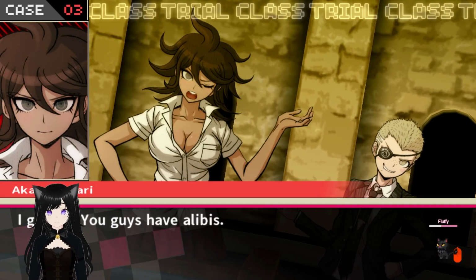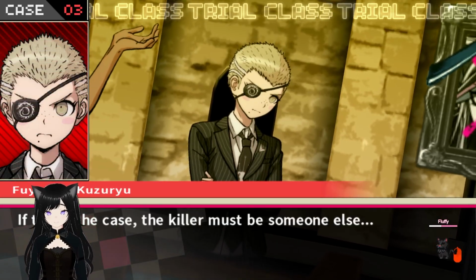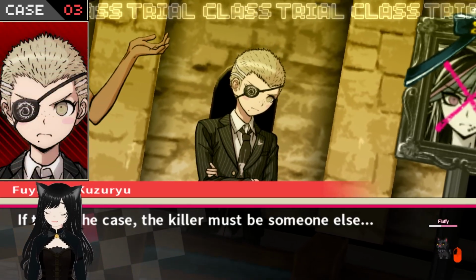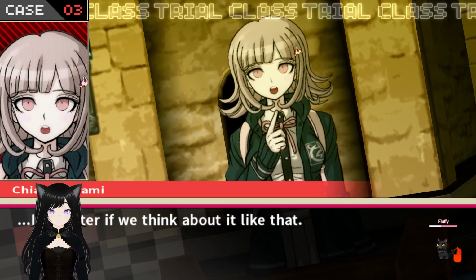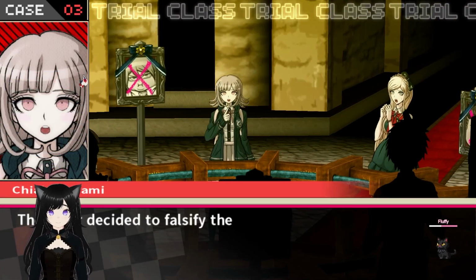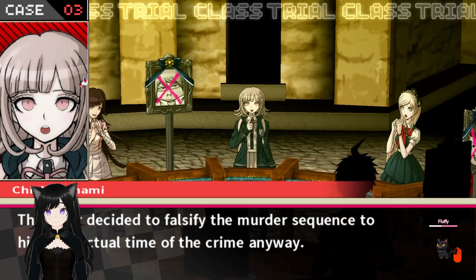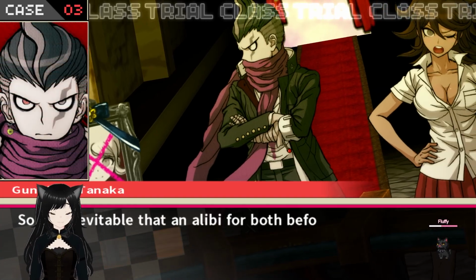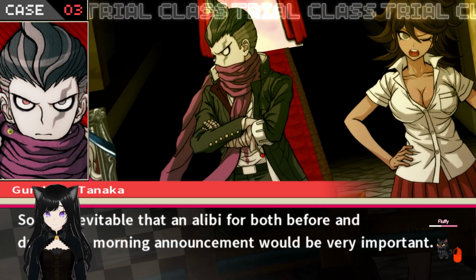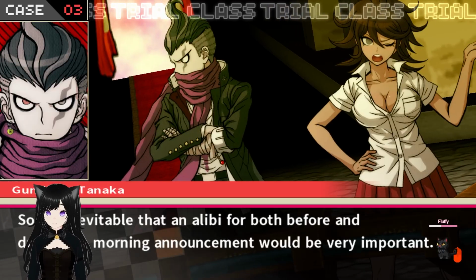Yes. I get it. You guys have alibis. If that's the case, the killer must be someone else. Yeah, Fuyuhiko, you're looking kind of suspicious. The killer decided to falsify the murder sequence to hide the actual time of the crime anyway. So we have Fuyuhiko and all the people at the motel as inevitable suspects. An alibi for both before and during the morning announcement would be very important. Right?